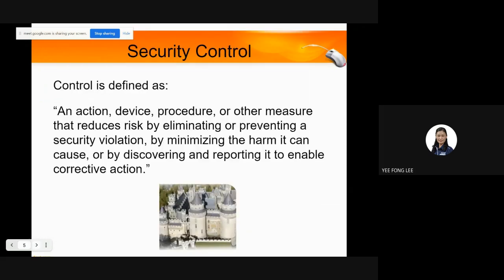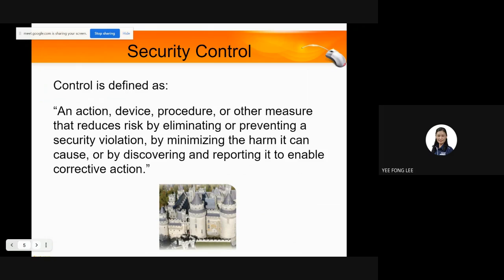What is a security control here? You can look at the definition. Control is defined as an action, device, procedure, or other measure that reduces risk by eliminating or preventing a security violation, by minimizing the harm it can cause, or by discovering and reporting it to enable corrective action. That will be the implementation part.